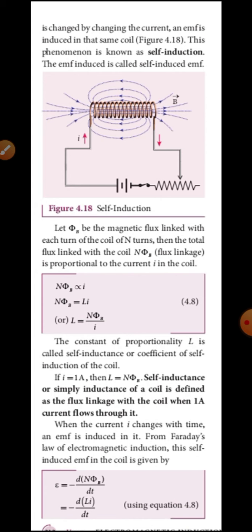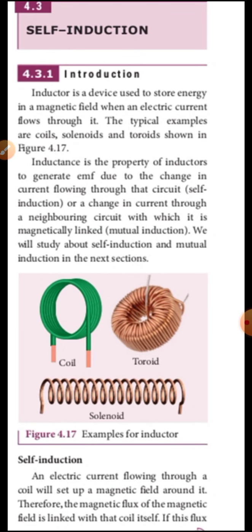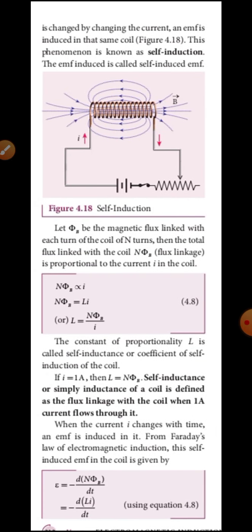An electric current flowing through a coil will set up a magnetic field around it. The magnetic flux of the magnetic field is linked with the coil. If this flux is changed by changing the current, an EMF is induced in the same coil. This phenomenon is known as self-induction. The EMF induced is called self-induced EMF.